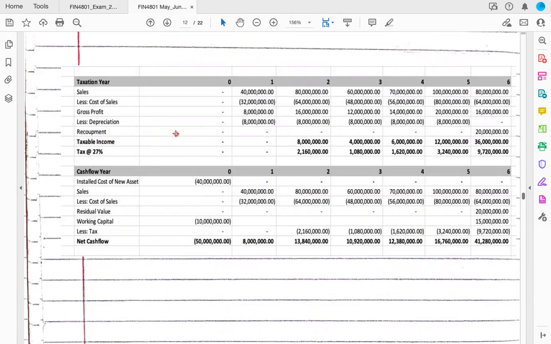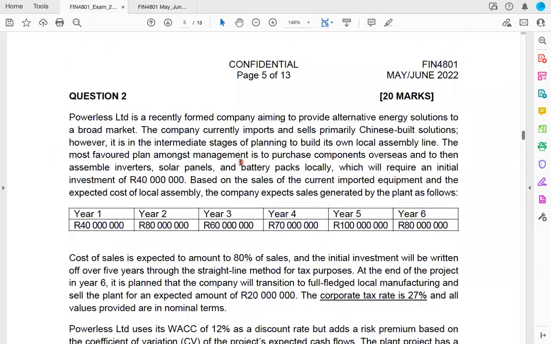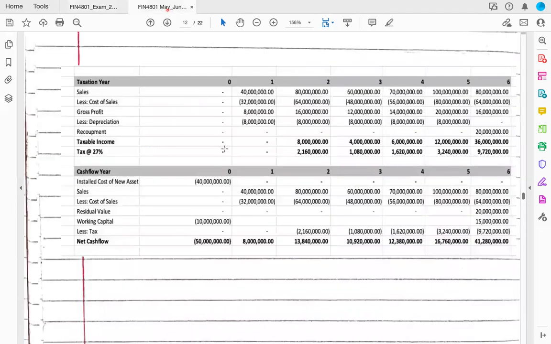Firstly, it's possible that at time 0, we can sell an existing asset for a particular amount. In this case, we didn't have any existing asset we were selling, right? But if you did, you would need to include its recoupment amount here. In other words, you would need to include its market value less the book value. That would be the recoupment, to see how much tax we have to pay, right?